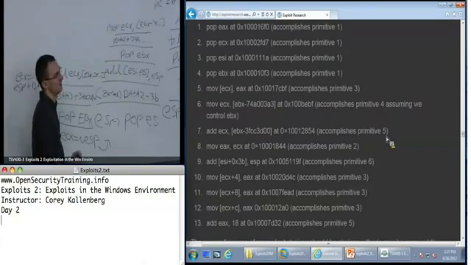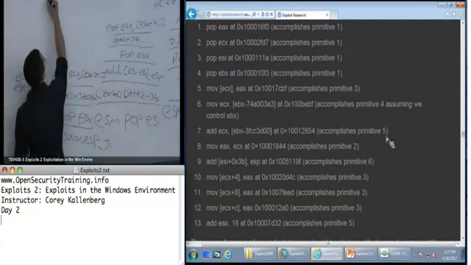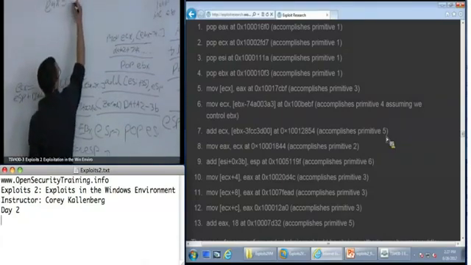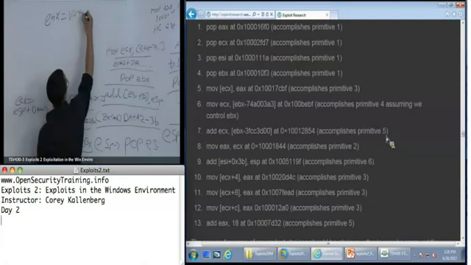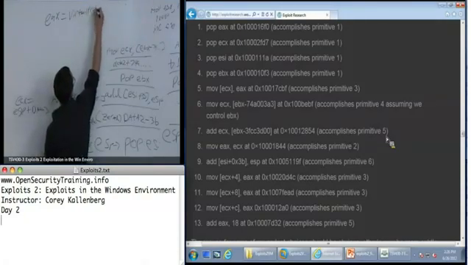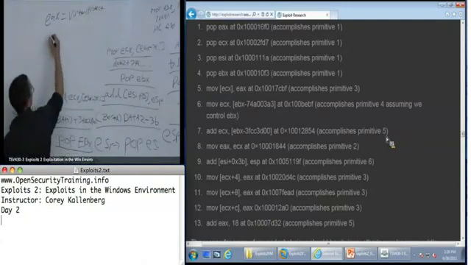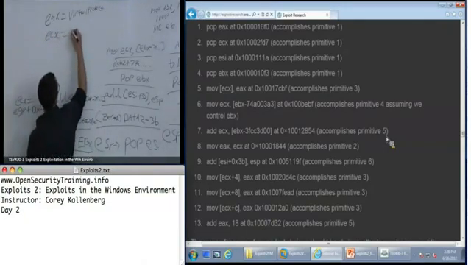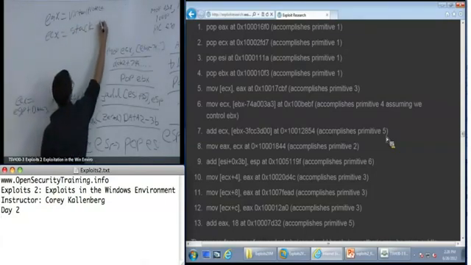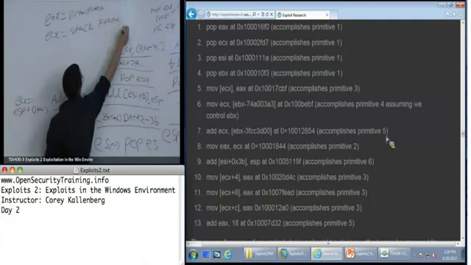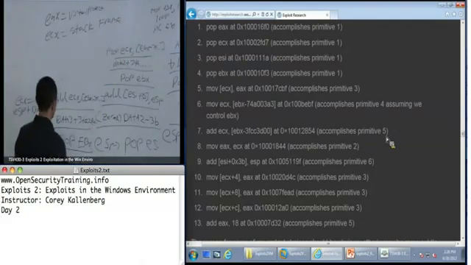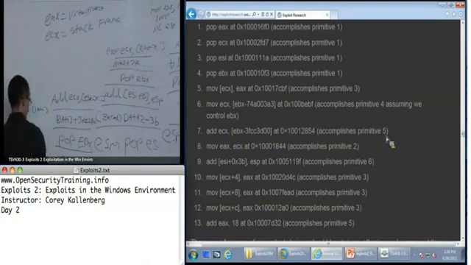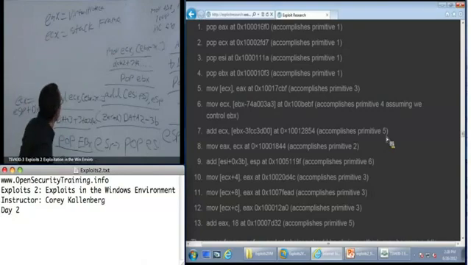So basically, if you think about it at a higher level, what we need to have happen is we need to get EAX equal to the VirtualProtect address, and we need to get ECX equal to the stack frame that we're filling out. So how are we going to do that, guys? Think of it as Jenga on steroids.